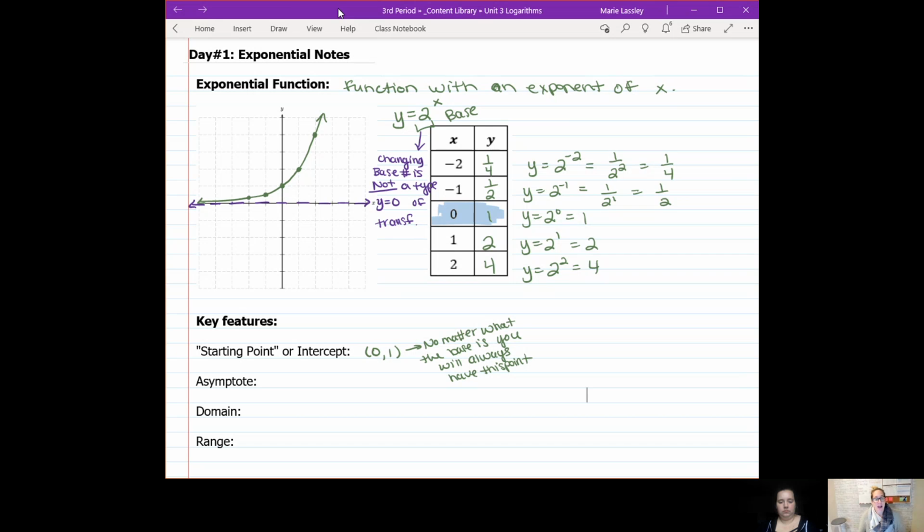Okay, now it does move, right? When you shift something vertically or horizontally, it can change where that point is located, but just know that (0, 1) is like that starting point, that vertex of our exponential graphs.